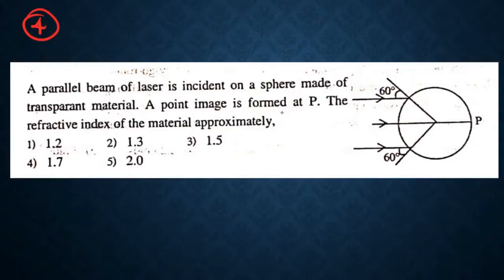Alright students, moving into the fourth question. Again, I'm telling you guys, try the question first and then go through the video explanation and then find the answer. Right, let's try it now. They are telling a parallel beam of laser is incident on a sphere made of transparent material. A point image is formed at P. So this will go up to this point, right? Goes like this, right? They're asking us to find the refractive index N.